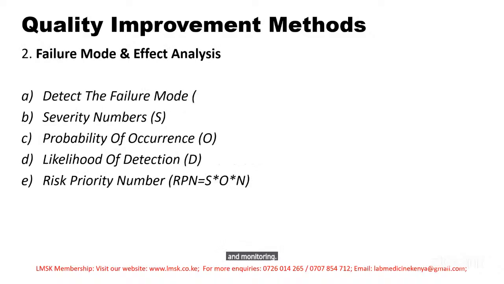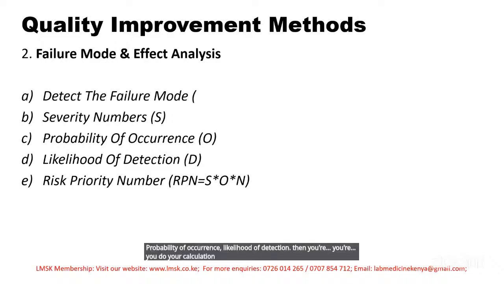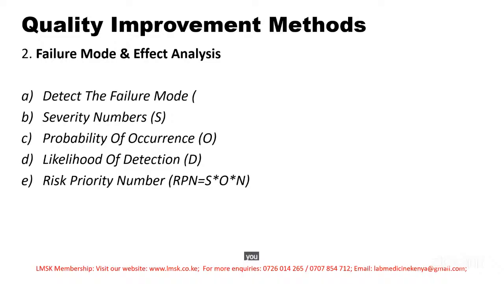The other way is also to use failure mode and effect analysis. You detect the failure mode, you identify the severity, probability of occurrence, and likelihood of detection. Then you do your calculation. You identify the risk priority number using that formula above.